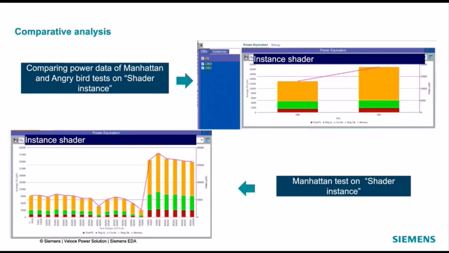Regarding comparative analysis, for instance, I have run two tests for an instance of a shader of a GPU. One is Angry Bird and one is Manhattan. So I can see how each of these tests is affecting my IP and do comparative analysis. I can do comparative analysis based on tests or different RTL releases that I have. Also, if I want to dig deeper into Manhattan, then I can expand that and see over time how Manhattan runs in this shader that I'm interested in looking into.